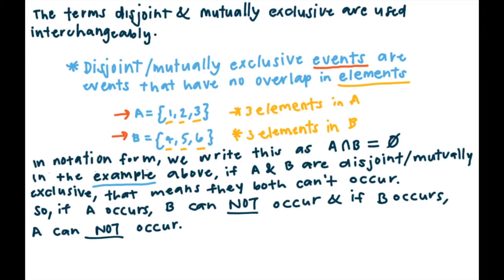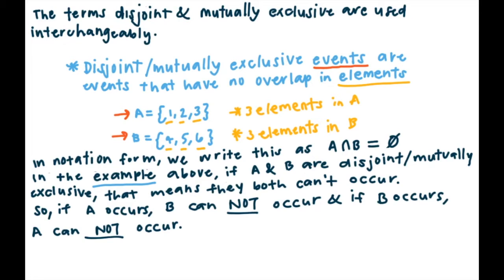So to be clear, in event A, we have 1. Is there a 1 in event B? No. Is there a number 2 in event B? No. Is there a number 3 in event B? No. Likewise, if we look at event B, we see that there's a 4. Is there a 4 in event A? No. Is there a 5 in event A? No. And is there a 6 in event A? No. So this tells me that A and B are disjoint, which is also known as mutually exclusive.